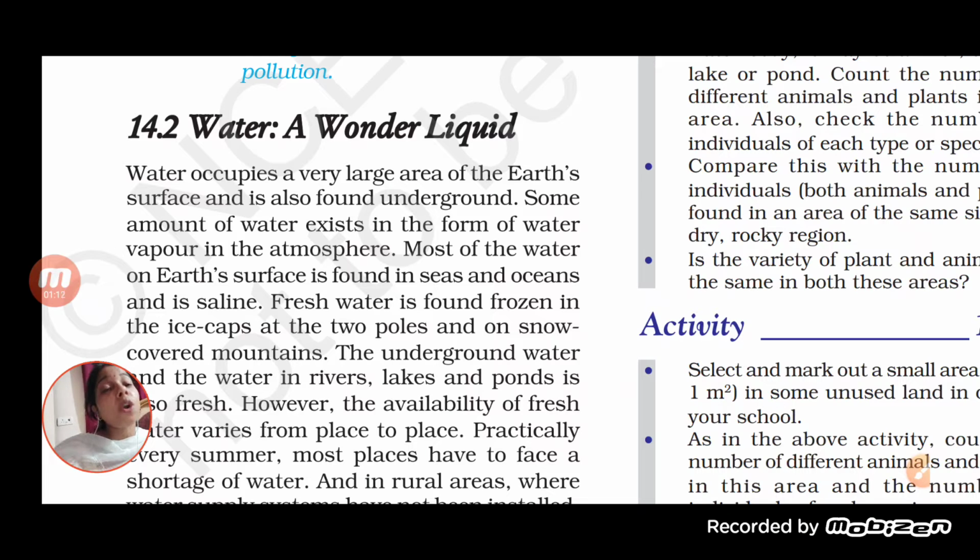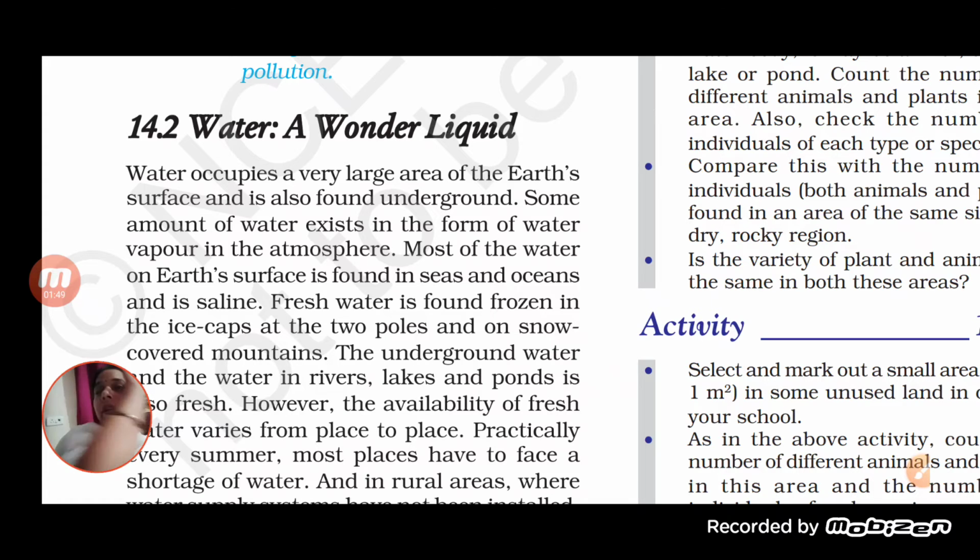Water occupies a very large area of the earth's surface, and it is also found underground. Some amount of water exists in the form of water vapor in the atmosphere, while most of the water on the earth's surface is found in sea and ocean and is saline. Water, a wonder liquid. What does it mean? It is a liquid which has some special property, some speciality. That's why it is said that water is a wonder liquid.